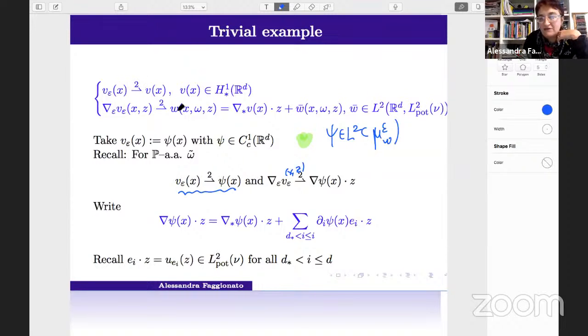Then let us see that we have indeed the structure theorem. We have that V epsilon converges to a function psi, which depends only on x, and this psi is in this H1 space, and that is true. But look at the gradients. So the limit of the gradients is this, and you can split. You can take here the projection of the standard gradient on the first d star coordinates, and then you take 0 times z, and this is the other part.